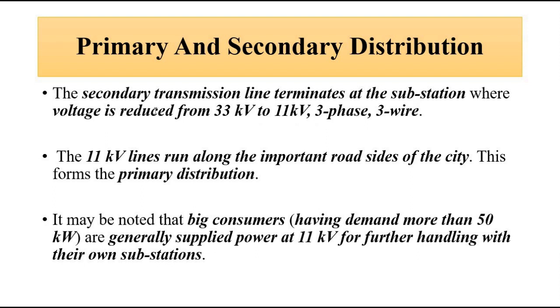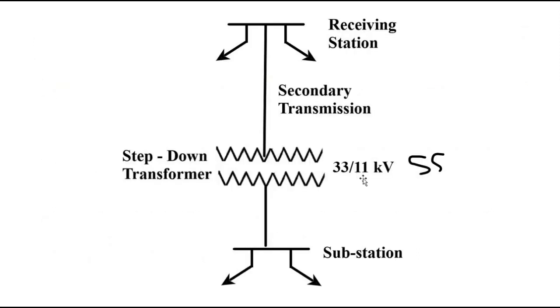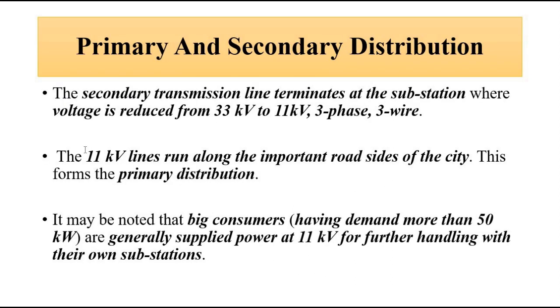Now at the substation, the voltage is again reduced from 33 kilovolt to 11 kilovolt with the help of a step down transformer. Again, a 3-phase 3-wire system. The voltage is reduced from 33 kilovolt to 11 kilovolt at the substation, and this 11 kilovolt line, distribution line, sorry, runs along the important roadsides of the city, and this forms the primary distribution.